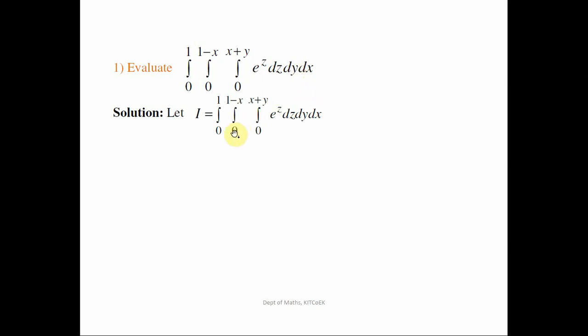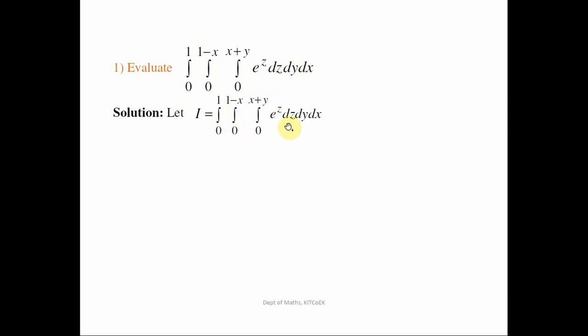Now in this integral, we see that three integrals are there. The limits of the inner integral are 0 to x plus y. The limits of the middle integral are 0 to 1 minus x, and the limits of the outer integral are 0 to 1. So generally in a triple integral, the limits of the inner integral might be functions of any two variables, the limits of the middle integral are functions of a single variable, and the limits of the outer integral are constants.